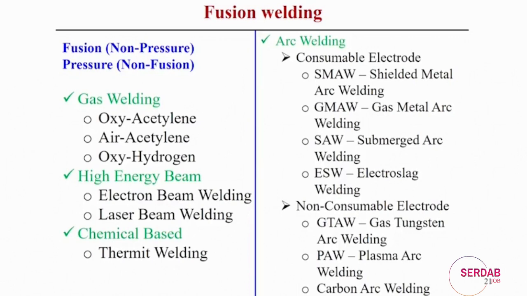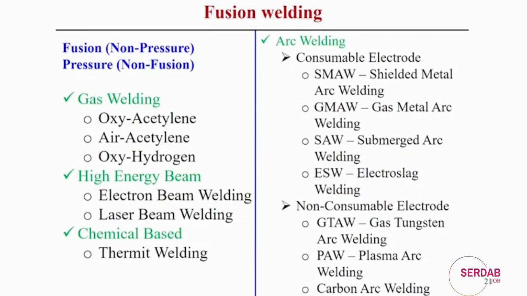Third is the chemical based process, that is thermite welding. In that case some oxides are used, and during the reaction it generates heat, and that heat basically fuses the material. That is called a chemical based welding process, and one example is the thermite welding process. And apart from this, another typical usable welding process is the arc welding process.